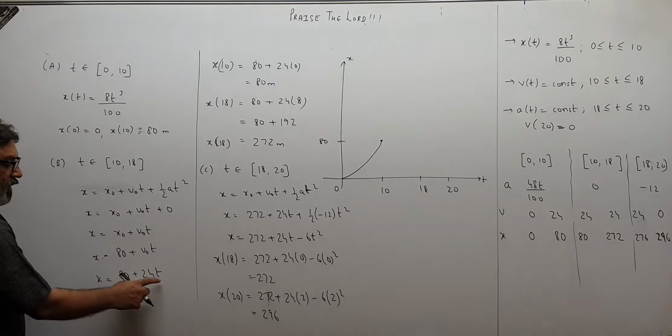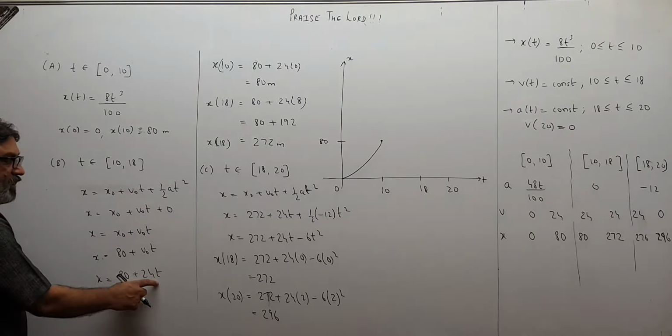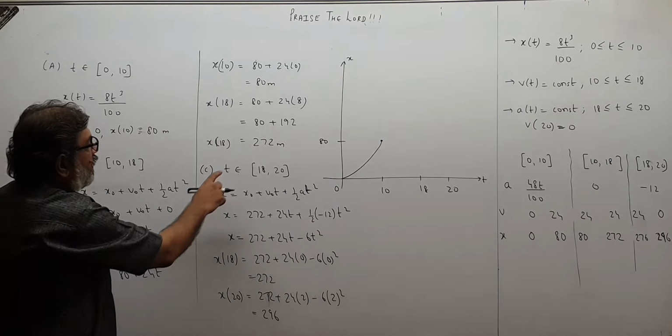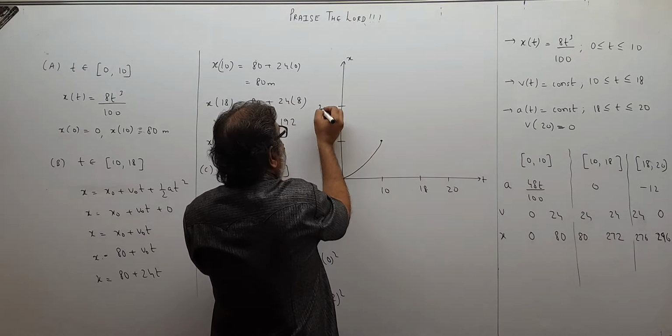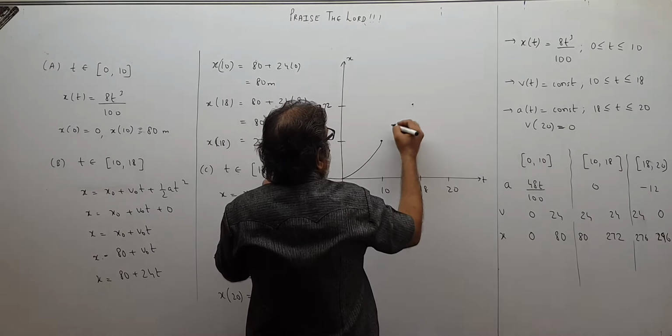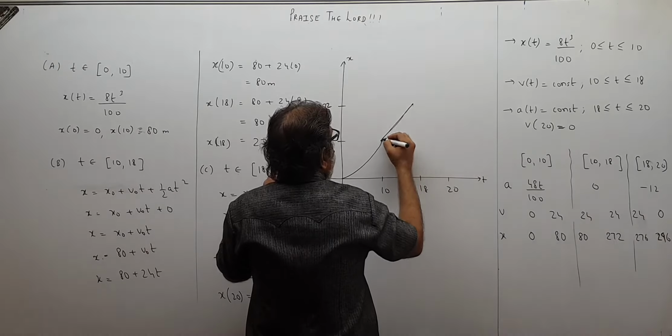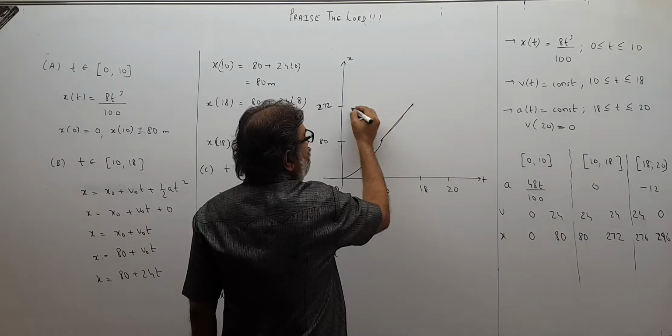Okay. From 10 to 18, x and t have a straight line relationship. Straight line, x raised to 1 and t raised to 1. I have to join till where? At 18 it is 272. So supposing this is 272. I join like this, a straight line. At 18, 272. Like this we join.